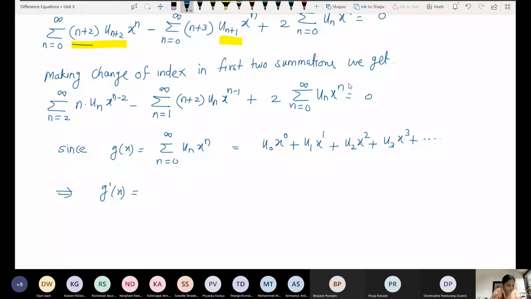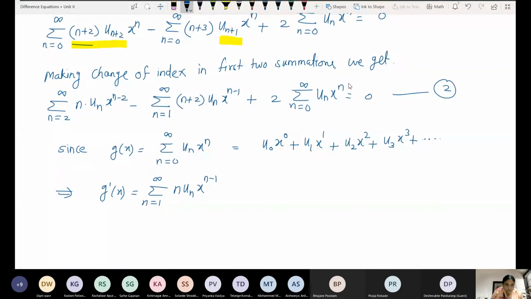So what will be in the form of summation? Summation n from 1 to infinity n times un x raised to n minus 1. Right? So I will give number 2 to this. Now, therefore, equation 2 can be written in the form of g(x).